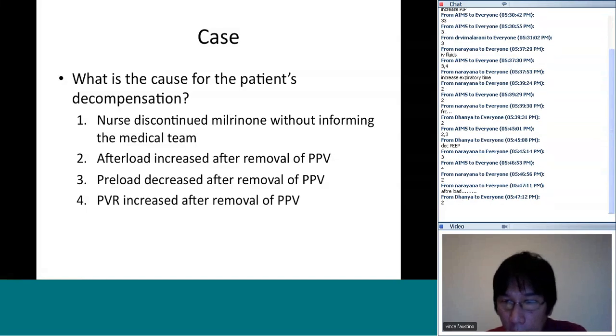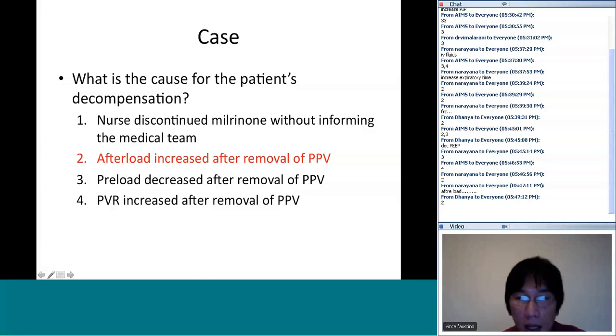So the correct answer is afterload increased after removal of positive pressure ventilation. I saw one who answered 4, PVR increase after removal of PPV. That may also be possible, but we just don't know what the child's FRC is. And again, it can be anywhere.